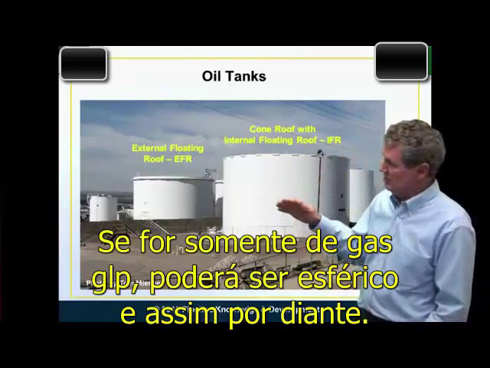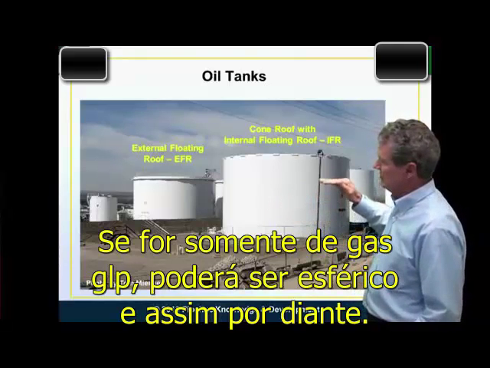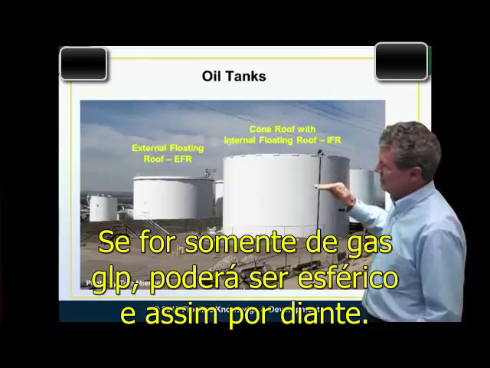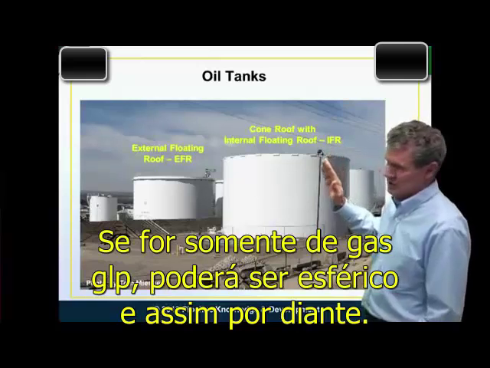They're vents, so that whenever the roof that's in this tank floats up and down, if it comes down, it can allow air to be drawn in. If it comes up, then whatever's above the roof will be displaced out.